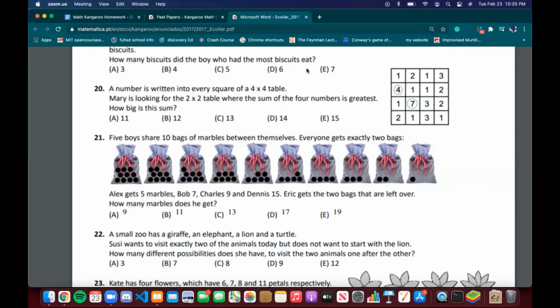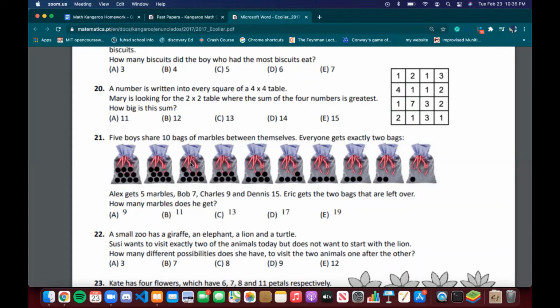And then we can find the 2x2 table that shows all of these. So 1 here and 1 here includes those. So you'd have a square like this. And if you add all these together, you have 4 plus 7 plus 1 plus 1, which is 11 plus 2, which is 13. So your answer for problem 20 would be C.